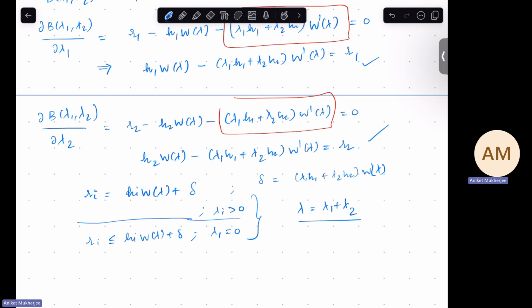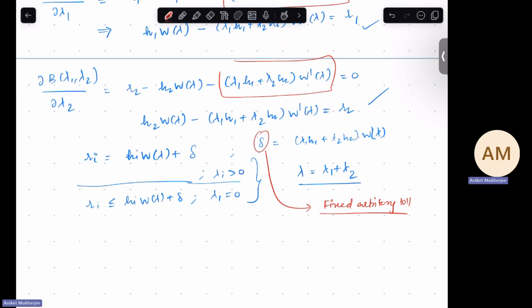Now consider the system from the perspective of individual optimization. So for social optimization, we saw that lambda 1 plus lambda 2 is optimal. Now we consider this problem from the perspective of individual optimization. Suppose a fixed arbitrary toll delta is charged to each entering customer.